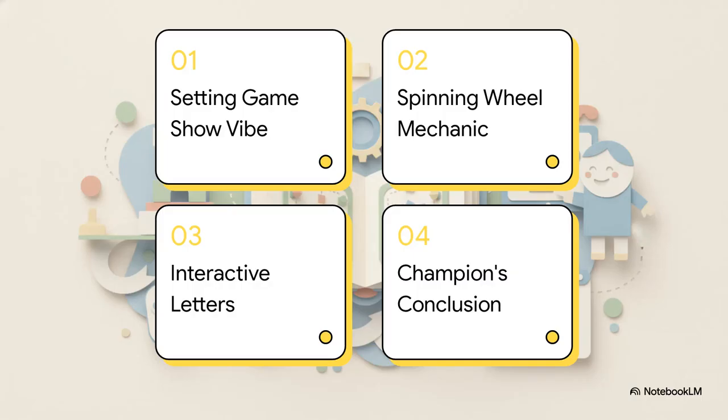Okay, let's dive into this. We'll be setting the thematic roadmap today by looking at first, setting the game show vibe, second, the spinning wheel mechanic, third, interactive letters and actions, and finally, the champion's conclusion. This will show us exactly how this interactive script structures its hook, loop, and payoff.